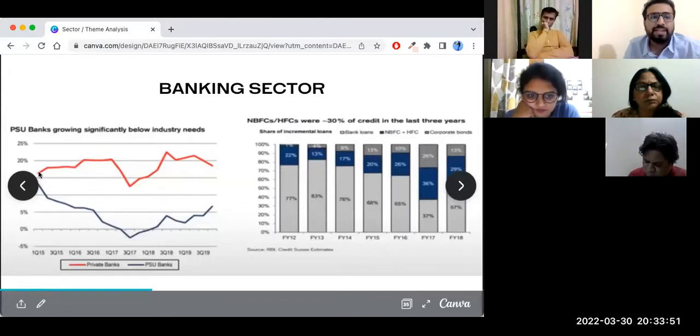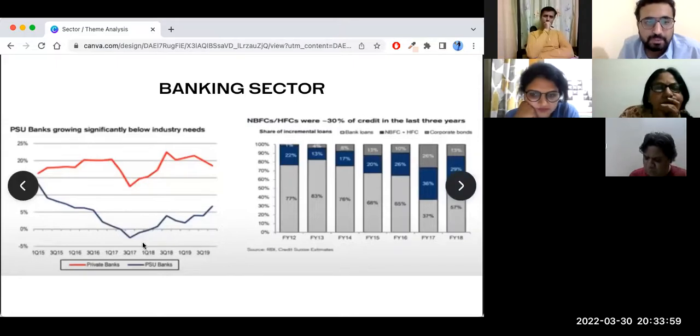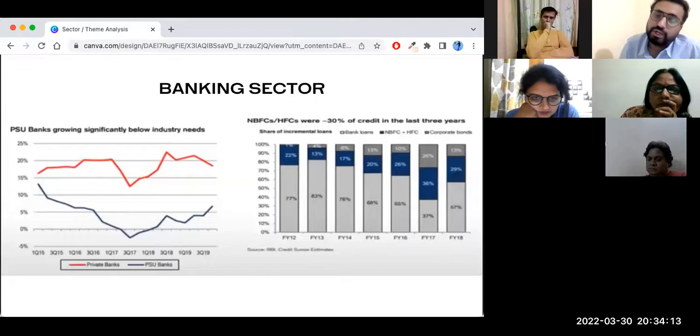And the private sector has always been above 10%, above 15%, hitting 20% also in many years, right? So that has been the picture from 2015 to 2019. This is not my data. This is RBI data, right? Reserve Bank of India data. All right. On the right-hand side, you see even more interesting data.